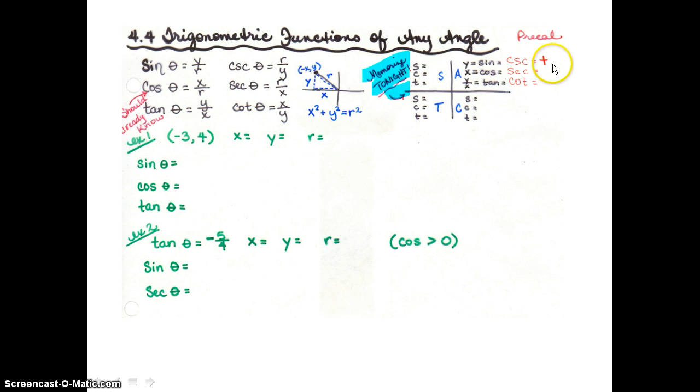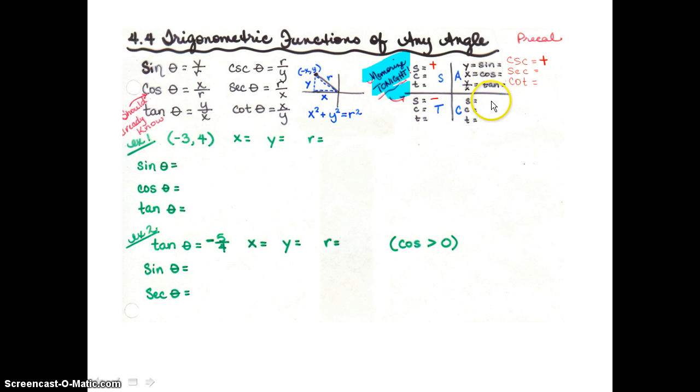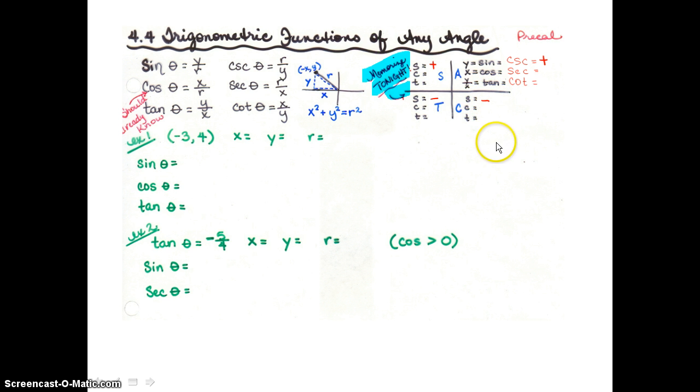When I'm looking at y in the first quadrant, y is positive. In the second quadrant, y is positive. In the third quadrant, y is negative. And in the fourth quadrant, y is negative. So that means that in the first quadrant, sine and cosecant are positive. In the second quadrant, sine and cosecant are positive. Third quadrant, they're negative. Fourth quadrant, they're negative.